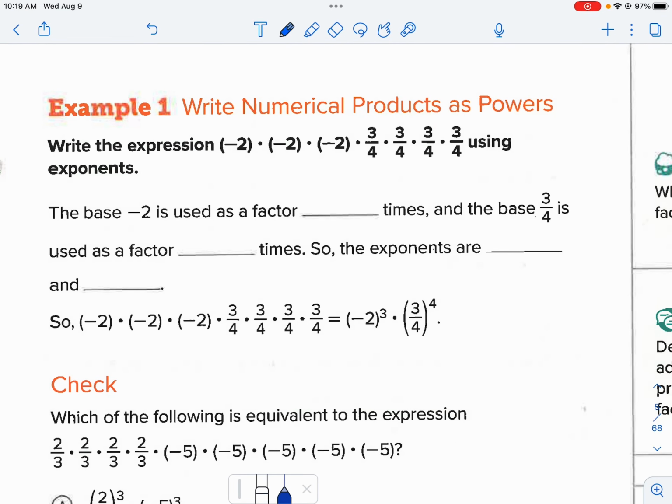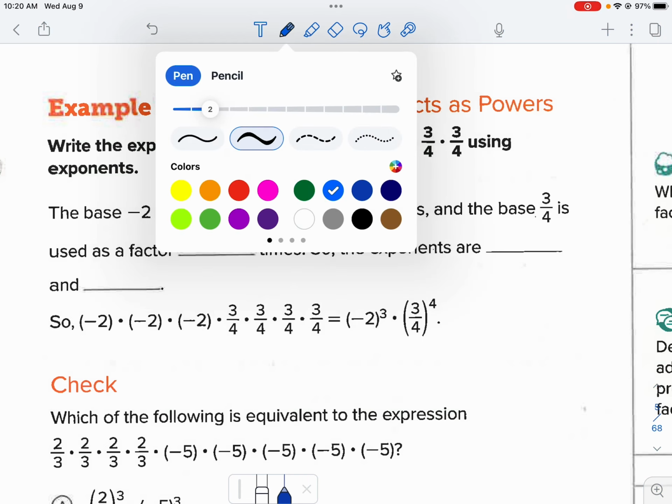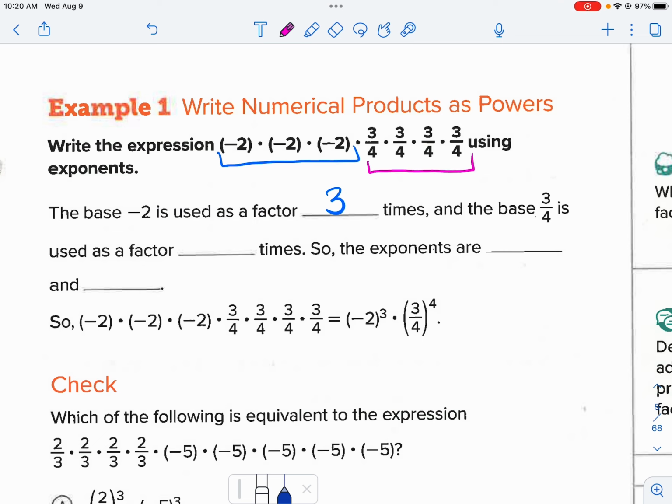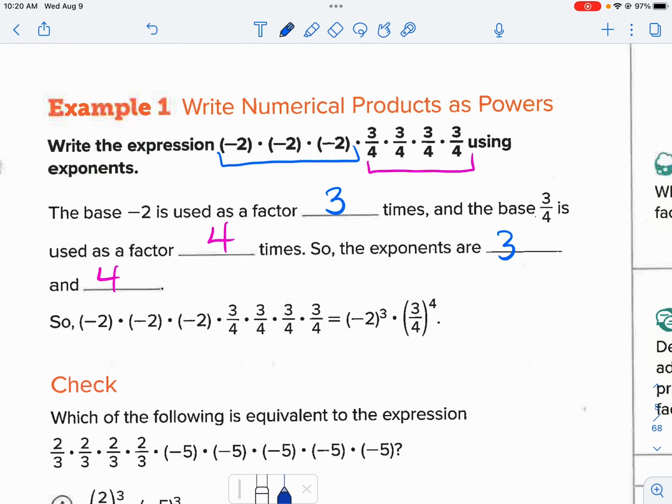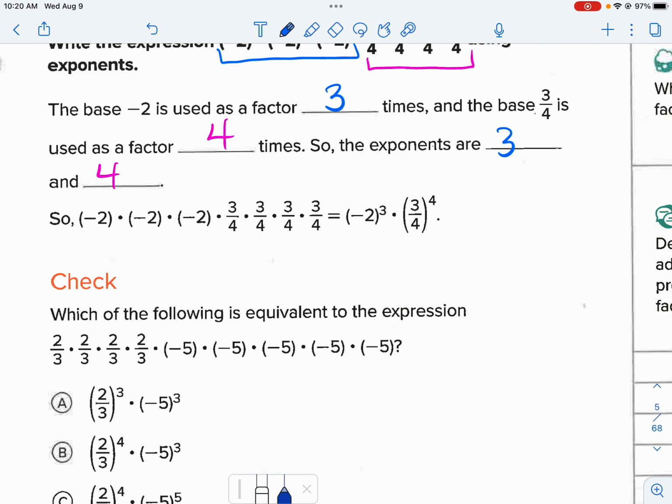So if I'm looking at this, okay, I'm looking at how many negative 2's are there? How many negative 2's are there? There are 3. So it has a factor of 3. If I look at my 3/4, how many are there? There are 4 of them. So the exponents, I'm going to put and I'm going to change it to 3. Okay? So that can be written like this. It's in its shorter form. It is in its exponential form.